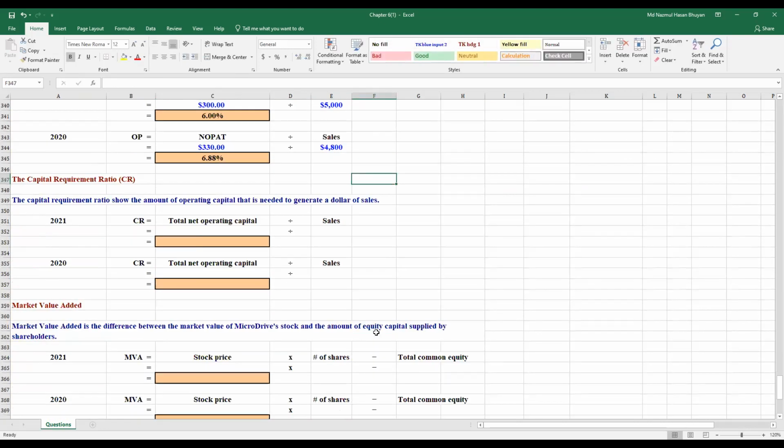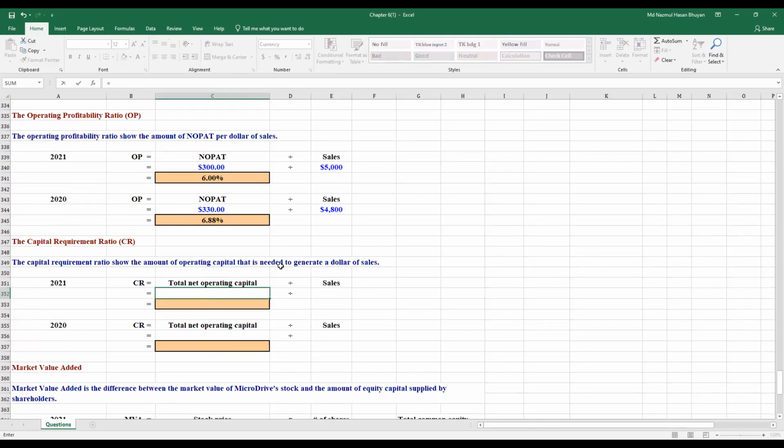Okay. Next, capital requirement ratio. Capital requirement ratio measures for every dollar of sales revenue, how much you need to invest in net operating capital. So you want to generate more sales revenue for every dollar investment in your net operating capital. So therefore, in other words, you want to pay as little as possible in your net operating capital for every dollar of your sales revenue. So the lower the capital requirement ratio is, the better you are.